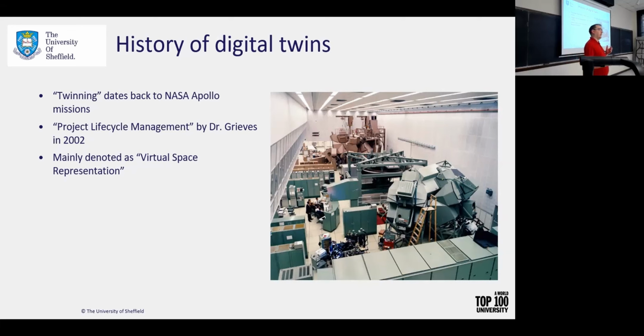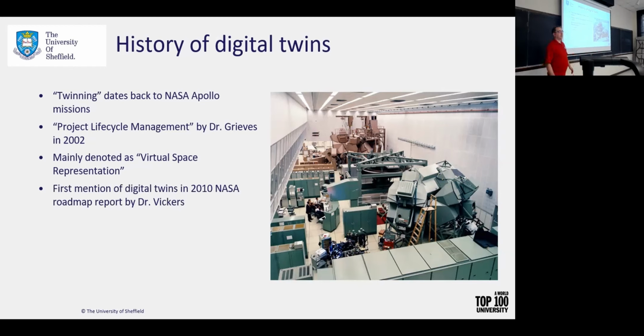And in the initial publications, they weren't called digital twins. They were called virtual space representations. If you've heard anyone talk about digital twins, that's kind of what it is, the virtual representation of a physical system. The term digital twin first came up in 2010 via a NASA roadmap by Dr. Vickers. So when people talk about the origins of digital twins, it's always Grieves and Vickers, the two main people in the initial generation of digital twins.